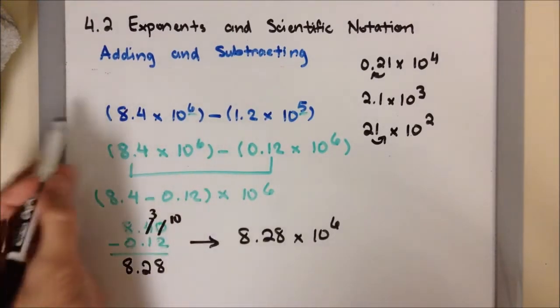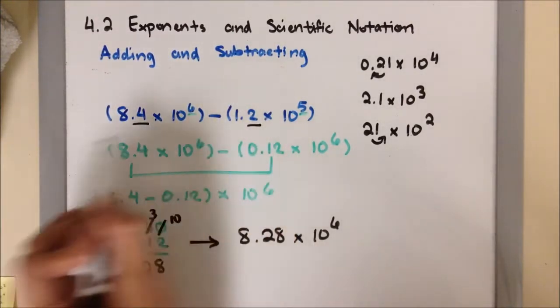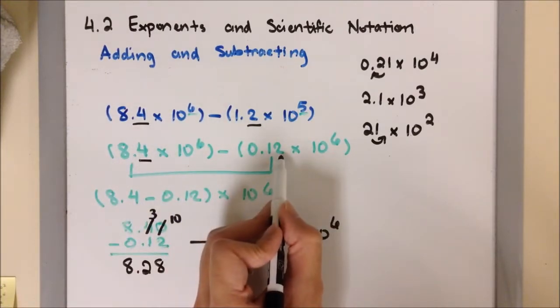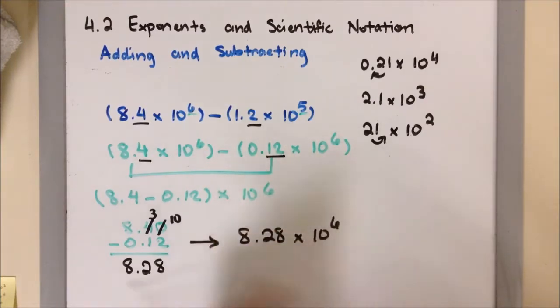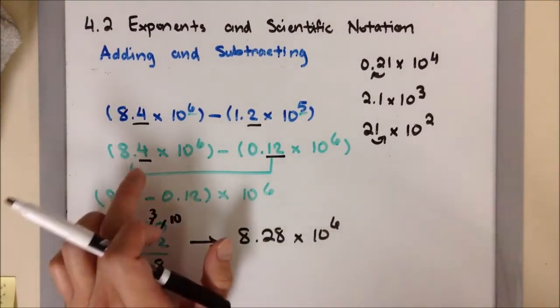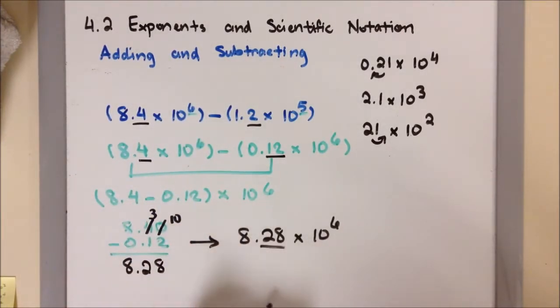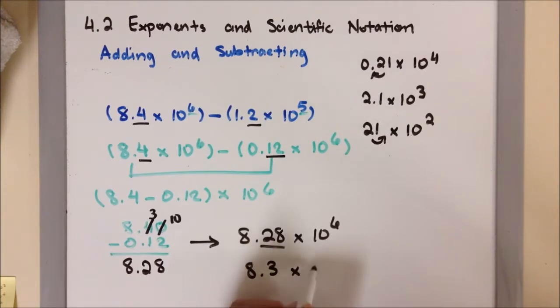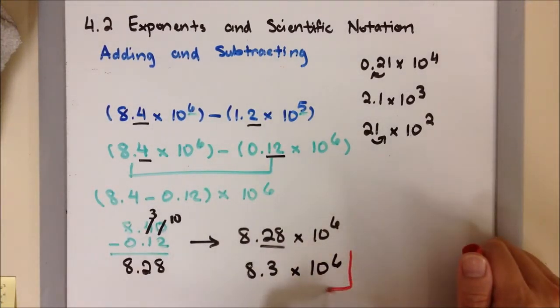Now, in the original, I had 1 decimal place. In the new form, 8.4 stayed the same, and now it's 0.12, which is 2 decimal places. Again, I always want to go with the lowest, or the least, so 1 decimal place. I have 2 right now, so I need to round to 1 decimal place. So it's going to be 8 point. Now since it's 0.28, the 8 is higher than 5, so I'm going to round up. So it's going to be 8.3 times 10 to the 6. And this would be my final answer.